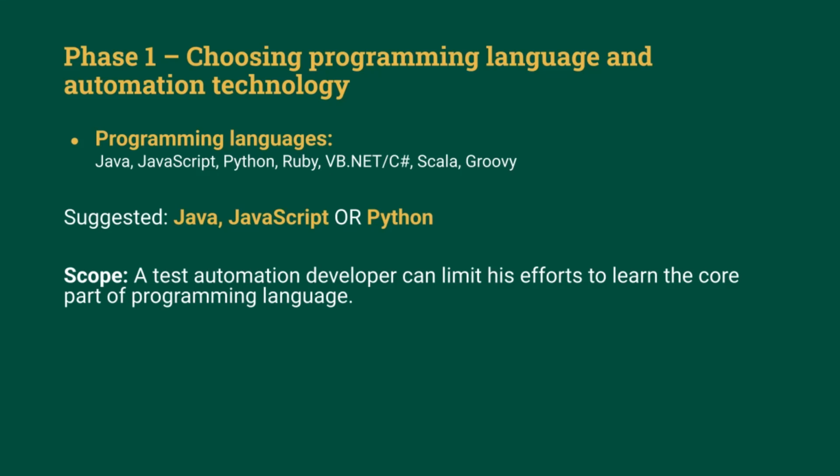In Phase 1, you'll choose a programming language and an automation technology. I will suggest starting with Java or Python, as you'll find many learning resources on the web for these languages that will make things easier for you. The scope of learning a programming language could be a little wider for a programmer, but as a test automation developer, you can limit your efforts to learn the core parts only.